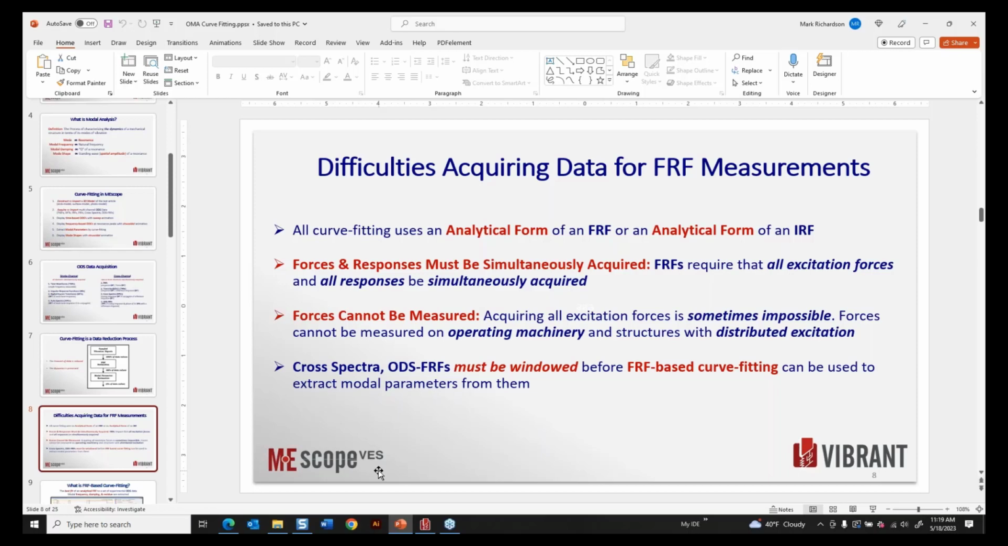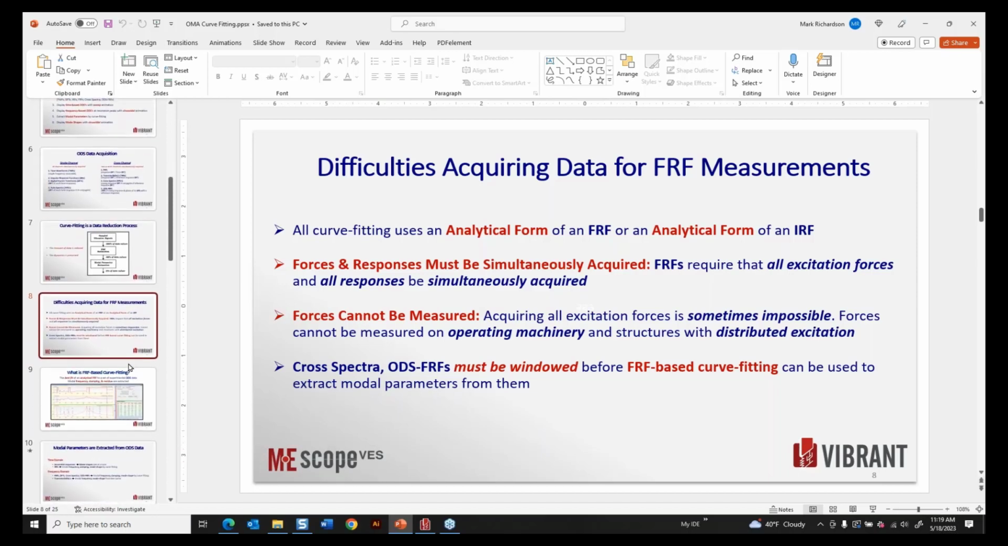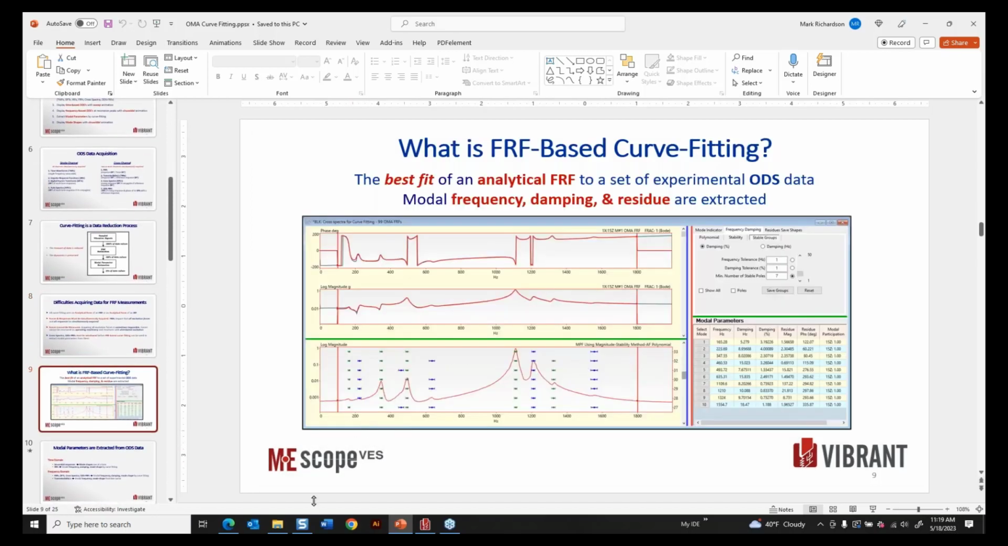But we can measure cross spectra and ODS-FRFs. We talked about them, but they must be windowed. And we have a special window in MEscope called a deconvolution window. And we'll see the effects of that in a minute. So here is what we mean by FRF curve fitting using a stability diagram: the best fit of an analytical FRF function to a set of experimental ODS data.